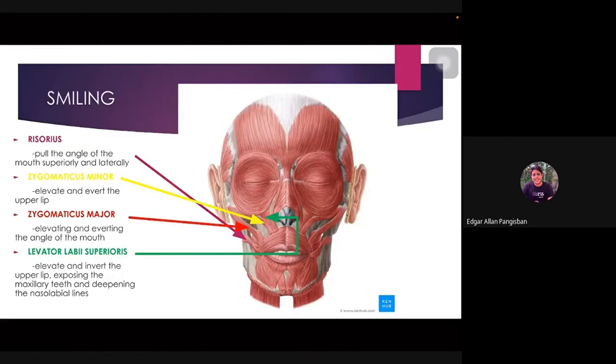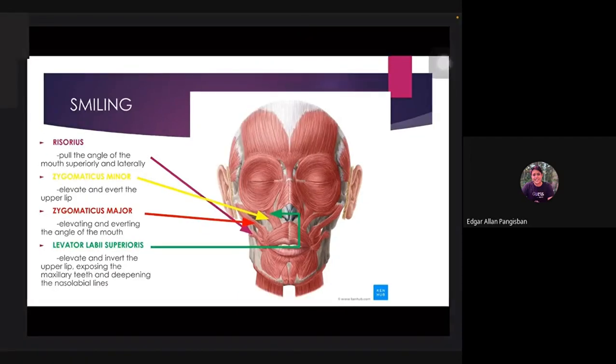Okay, now we go to the first expression. Okay, the smiling. Smiling expression. Okay, what are the muscles that are responsible for producing a smiling facial expression? So, number one is your risorius. Pag tinanong kayo sa exam, okay, actually, this is the smiling muscle. The main muscle for smiling is your risorius. Okay? The action of your risorius, it pulls the angle of the mouth superiorly and laterally.